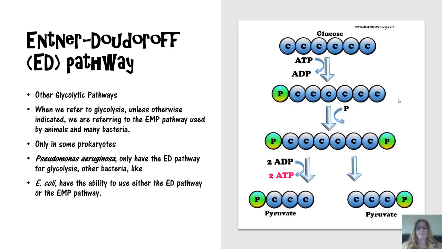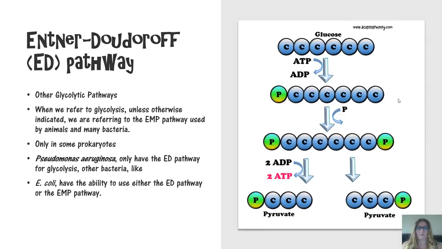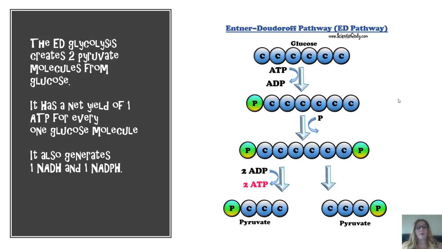So where can we find this? We find the ED pathway in bacteria such as Pseudomonas aeruginosa. Also, E. coli are interesting because they have the ability to undergo either the ED pathway or the EMP pathway, which is kind of interesting. The ED glycolysis still creates two pyruvate molecules from glucose, just like the EMP pathway does, but it has a net yield of only one ATP for every one glucose molecule. It also generates one NADH and one NADPH.